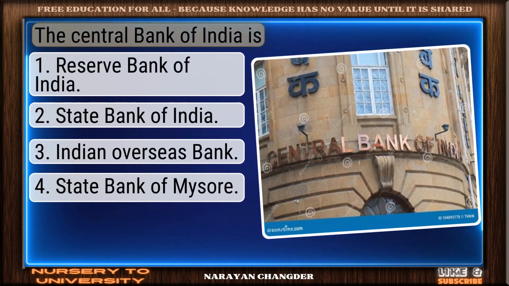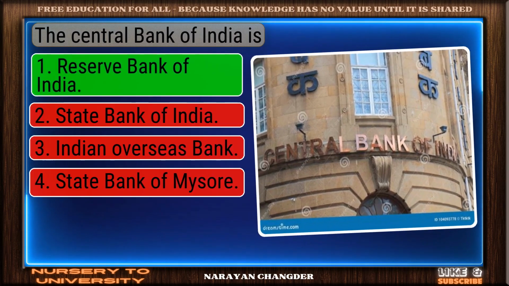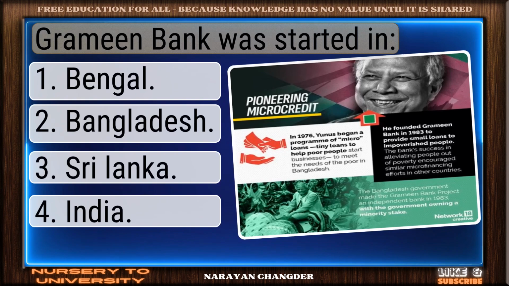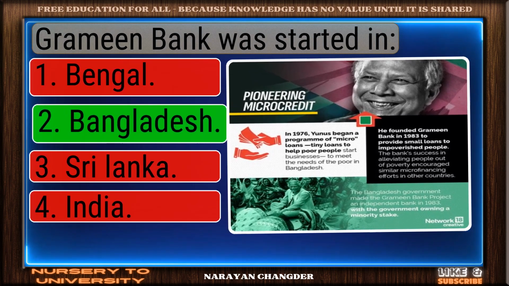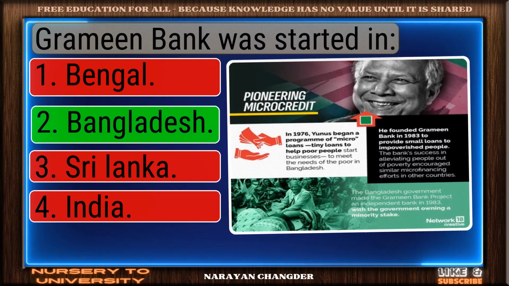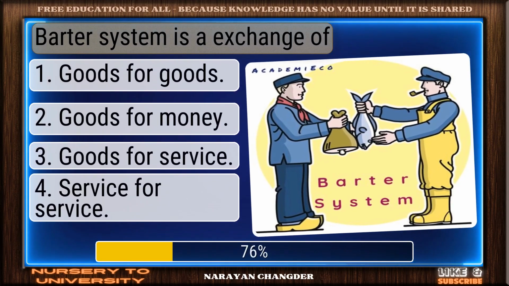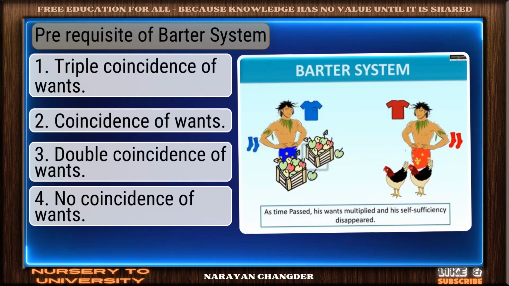The Central Bank of India is... Clear logic. Reserve Bank of India is sound. Grameen Bank was started in... Exactly. Bangladesh makes sense. Barter system is exchange of... Bravo. Goods for goods is the answer.